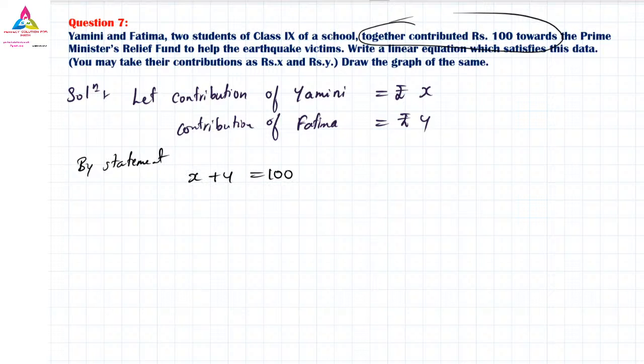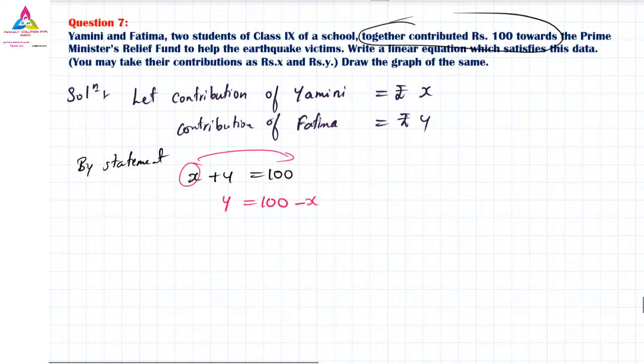Both of them are giving, so you can take that x plus y is equal to 100, and this we can make simple. We always have to write y is equal to, so y is equal to 100, and the x we will shift, so it will become minus x. So here y is equal to 100 minus x. Now you substitute that x value and find the y value.